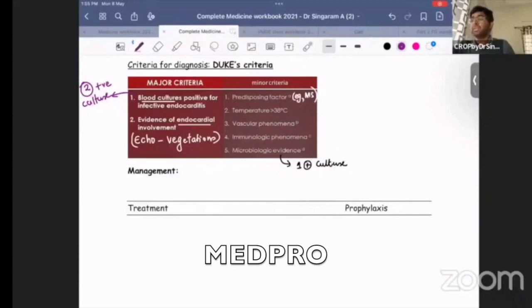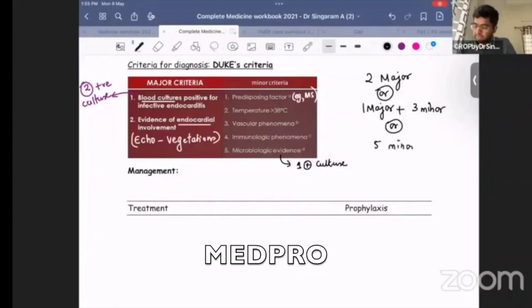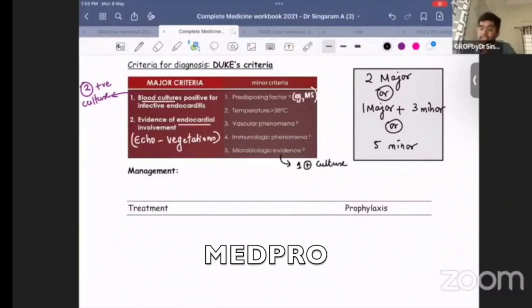However, for Duke's criteria, it is slightly different. You should have 2 major criteria, or 1 major plus 3 minor criteria, or 5 minor criteria. If all the minor criteria are present, then also you can take it as a criteria for Duke's in infective endocarditis. This is what you have to remember. So please do know about this and try to differentiate and study what is the criteria in Jones and what is the criteria in Duke's, because in the exam hall you tend to get confused.